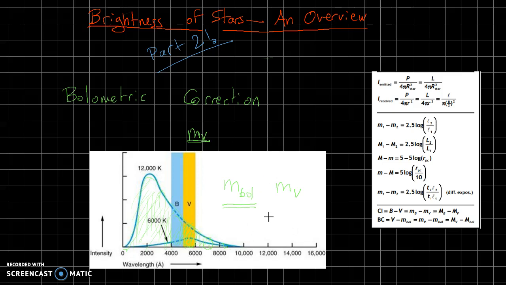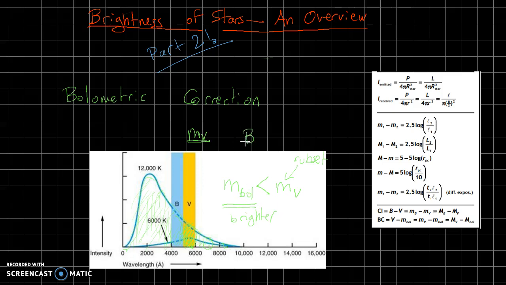All right, ready? So the bolometric magnitude will always be a smaller number than the visual magnitude because the visual is a subset. Therefore, there is always less visual light than everything, right? And the smaller the number, the brighter. So automatically, the bolometric magnitude will always be a smaller number than the visual magnitude.